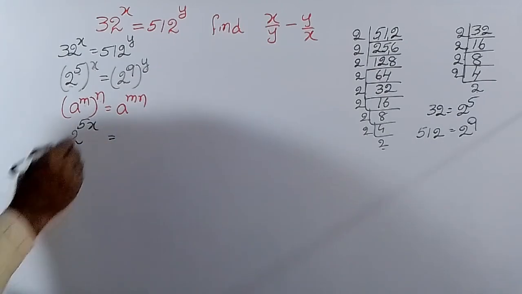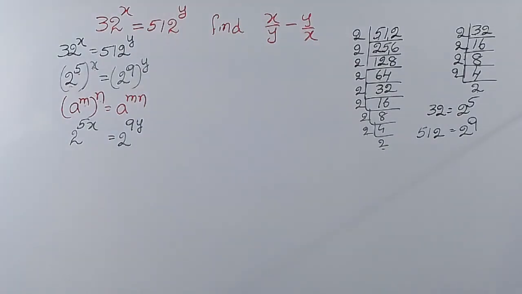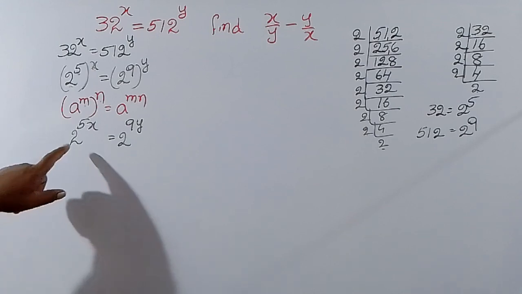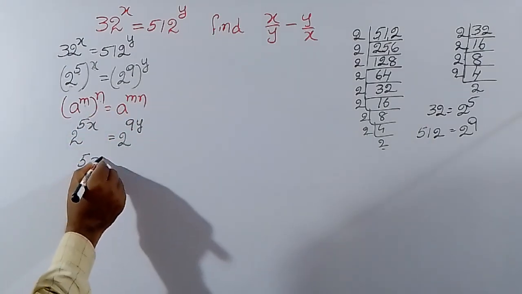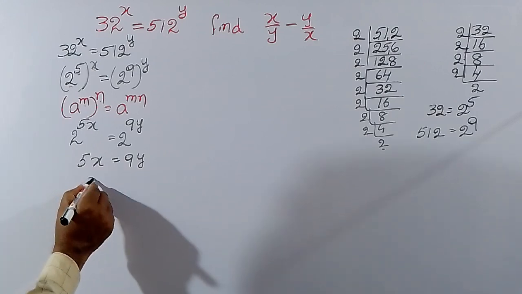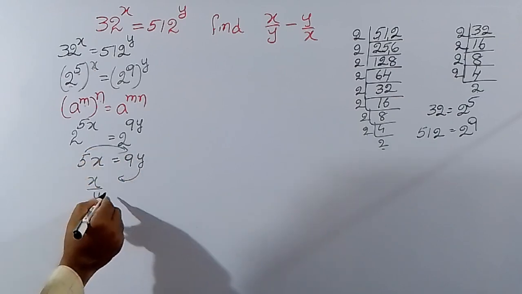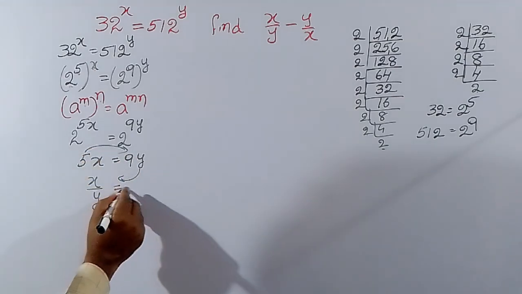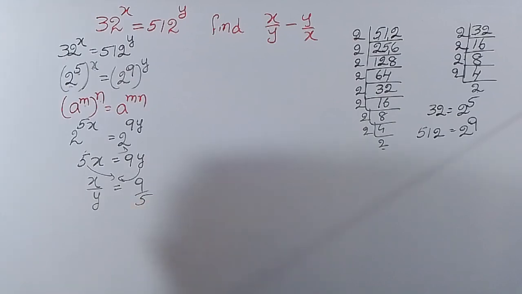At the same, here also 2 power 9y. So 2 power 5x is equal to 2 power 9y. Now the bases are equal, then exponents are equal. So that means 5x is equal to 9y. Now this y will be changed aside by y, and this 5 will be changed aside, here 9 remaining, this 5 will be changed aside by 5. So x by y is equal to 9 by 5.